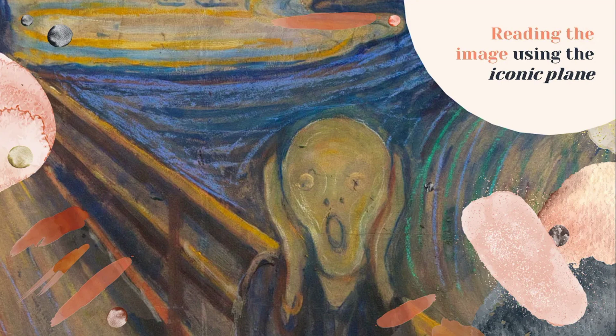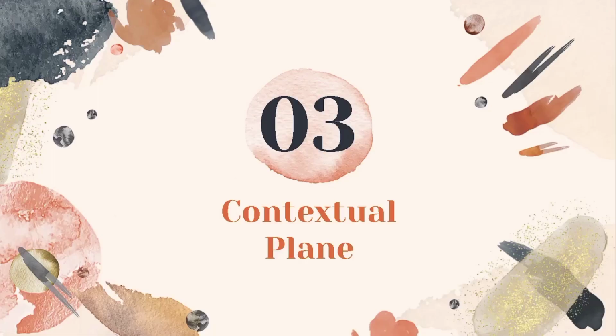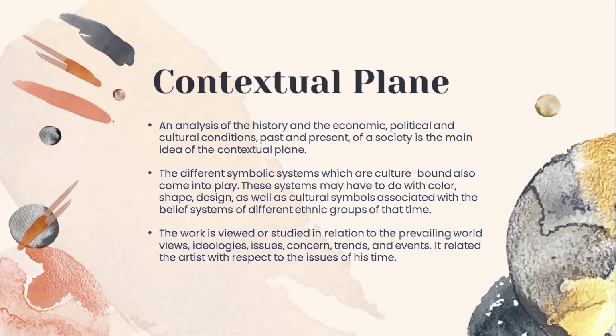So let's proceed now with the contextual plane. The contextual plane is an analysis of the history and the economic, political and cultural conditions, past and present, of a society. The different symbolic systems which are culture bound also come into play. These systems may have to do with color, shape, design, as well as cultural symbols associated with the belief systems of different ethnic groups of that time. The work is viewed or studied in relation to the prevailing worldviews, ideologies, issues, concern trends, and events. It relates the artist with respect to the issues of his time.